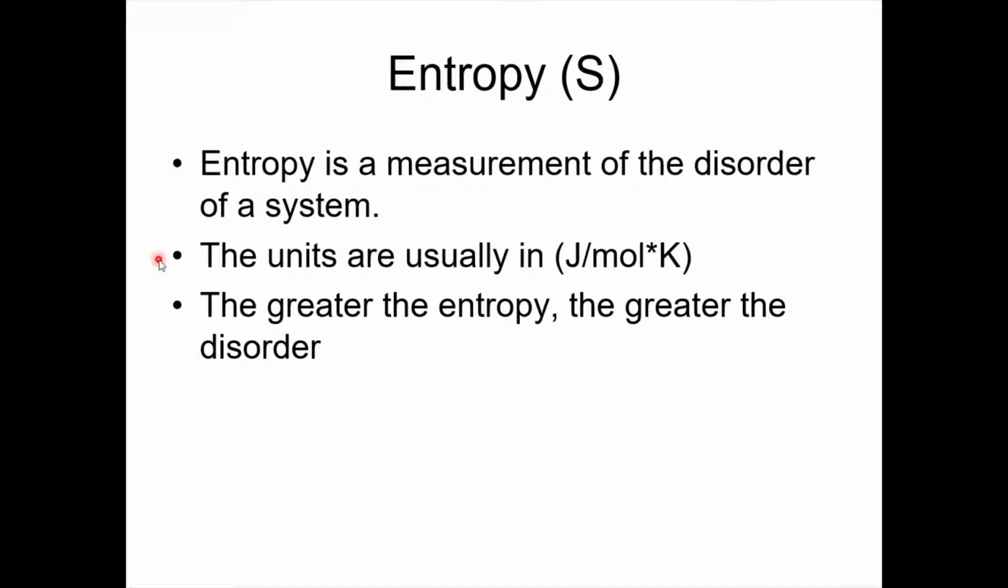Second bullet point here says that the units are usually in joules per mole Kelvin. I say usually because sometimes they're in kilojoules per mole Kelvin. Sometimes they can put them in joules per gram Kelvin. But the basic idea is the amount of energy per mole and per Kelvin. So the basic idea in this third bullet point right there is that the greater the entropy, the greater the disorder. And just like enthalpy, we don't care about the absolute entropy.